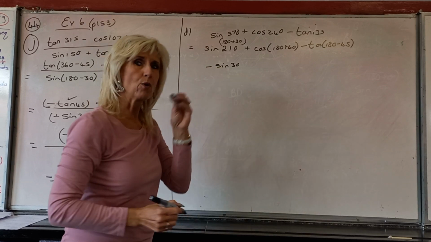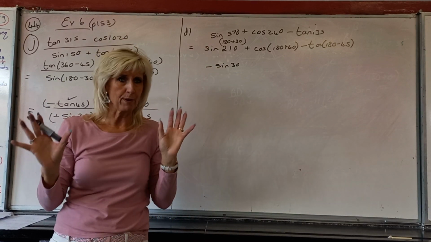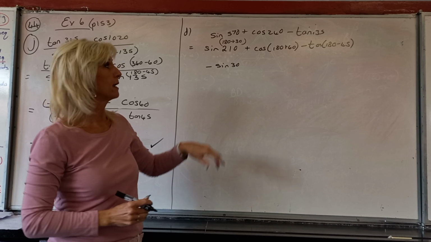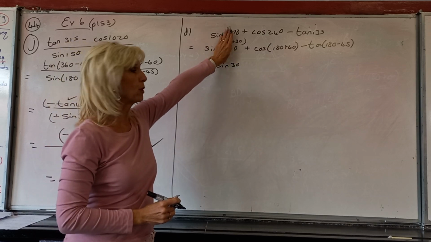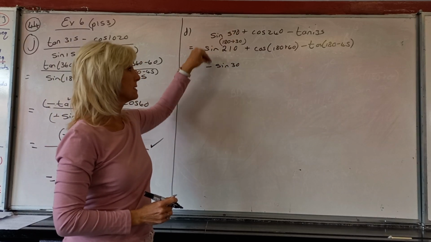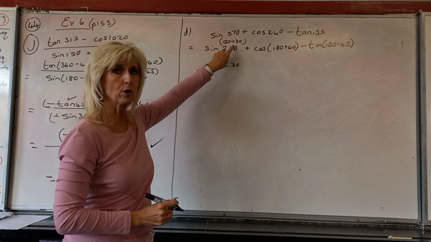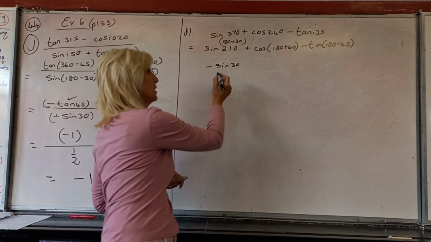Negative. Because in all of that reduction and poofing and puffing, you've got to look at your sign. So we've got poof gone is the 180 plus, so it's 30, and sin stays. But in the third quadrant, sin is negative. Then you get your mark.